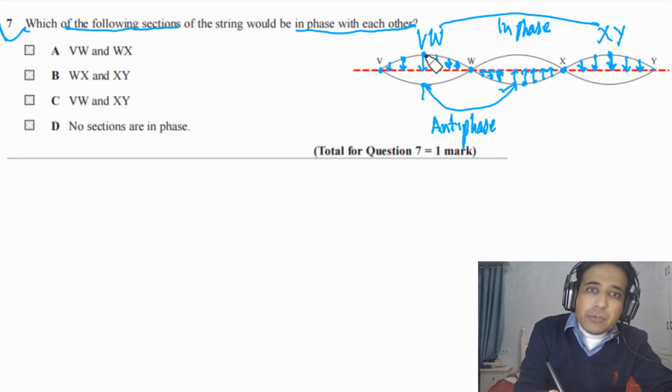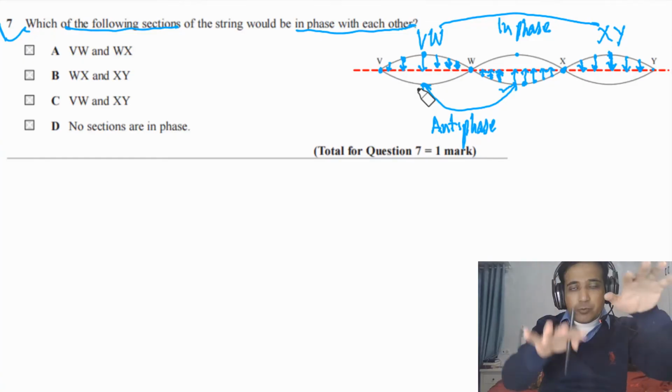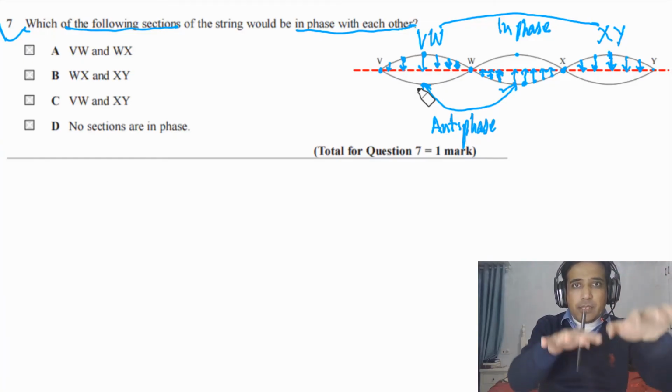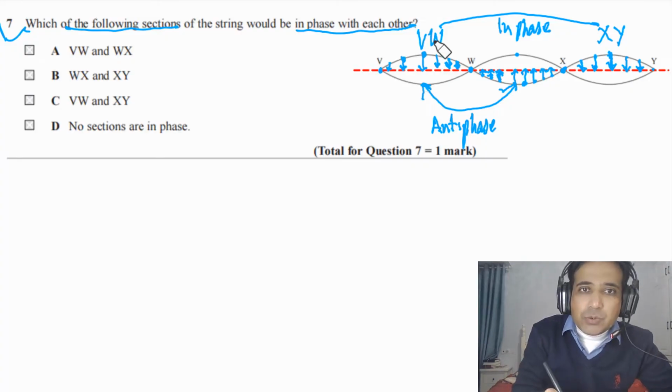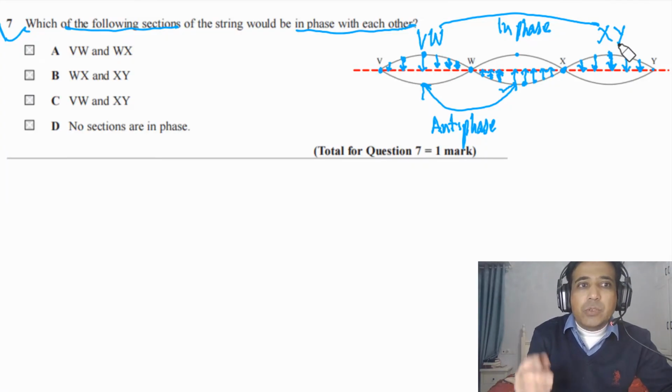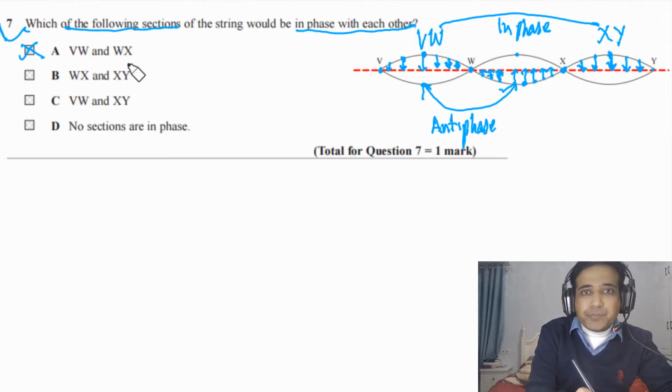When this particle moves from this point to this point, it will always be moving down, and this particle will always be moving up until this point. Then this will start moving down and this will start moving up, and so on. So it will be this kind of motion. So VW and XW will be in phase, so this is not a possible answer.